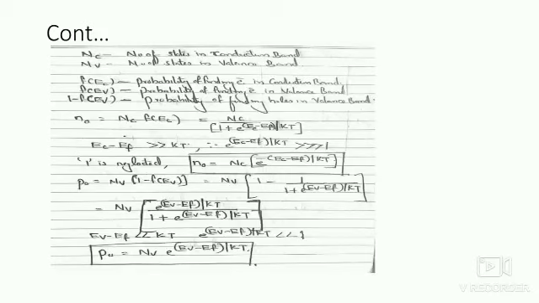So n0 equals Nc times F of Ec, and p0 is equal to Nv times 1 minus F of Ev. As we know, the expression of F of E is 1 by 1 plus e to the power (E minus EF) by KT, which was already explained in the previous class. We can find F of Ec, that is 1 by 1 plus e to the power (Ec minus EF) by KT, which is substituted in the equation.